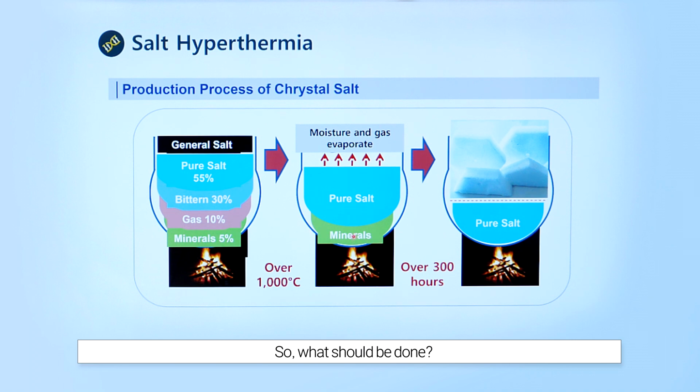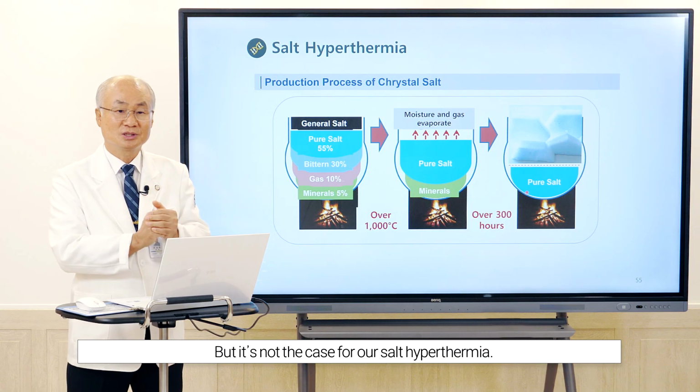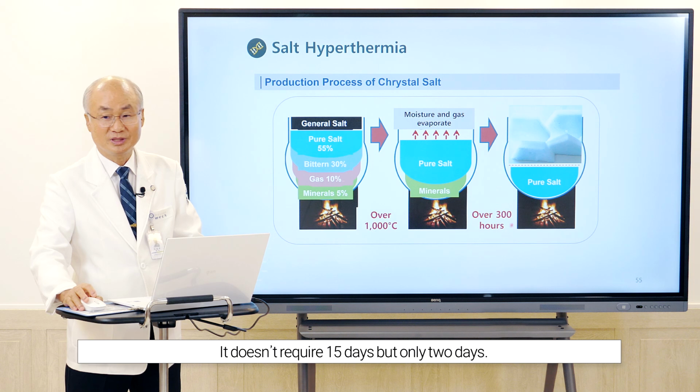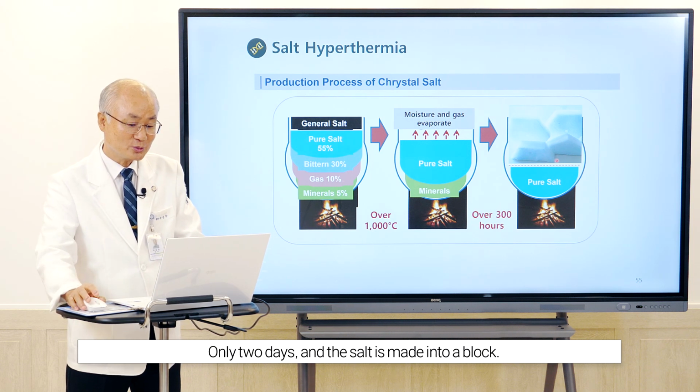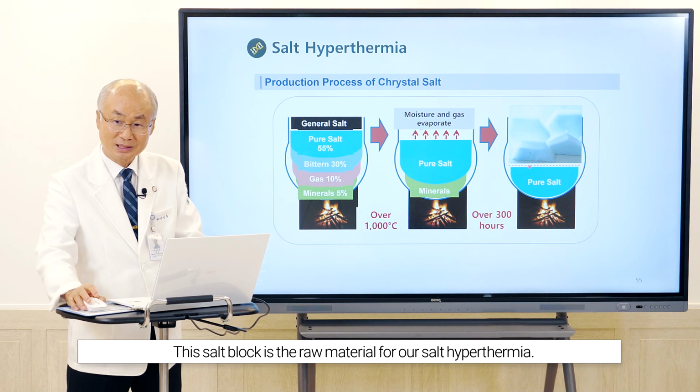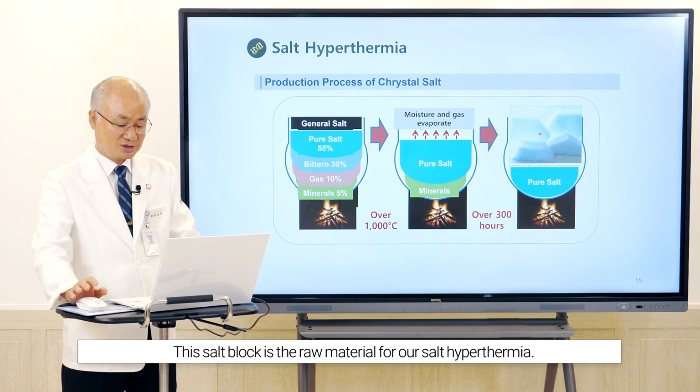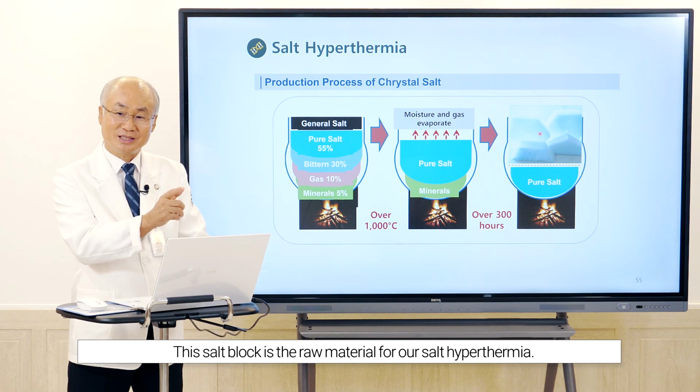So what should be done? At least 15 days are needed to remove all the minerals. Then pure crystal salt will be produced. That is for edible powder. But for our salt hypothermia, not 15 days, only 2 days. Only 2 days, and it will be made this way, black salt. This is our salt hypothermia raw material.